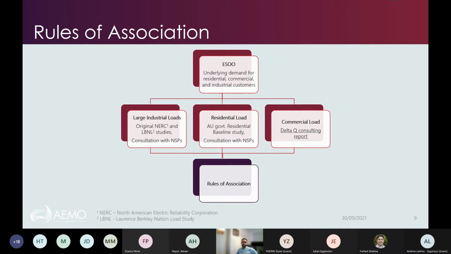Any questions? In terms of domestic loads, have you considered the rise of electric vehicle charging and the major impact that could have?